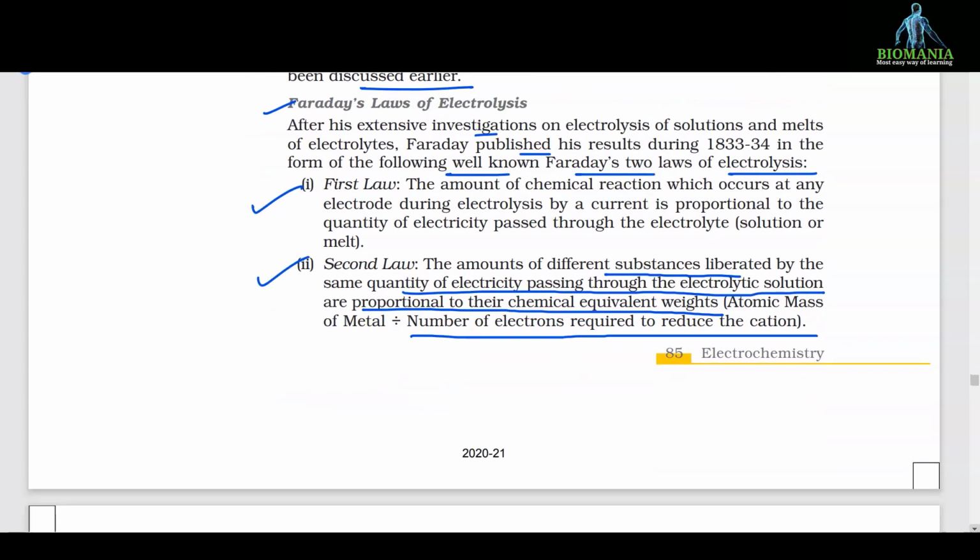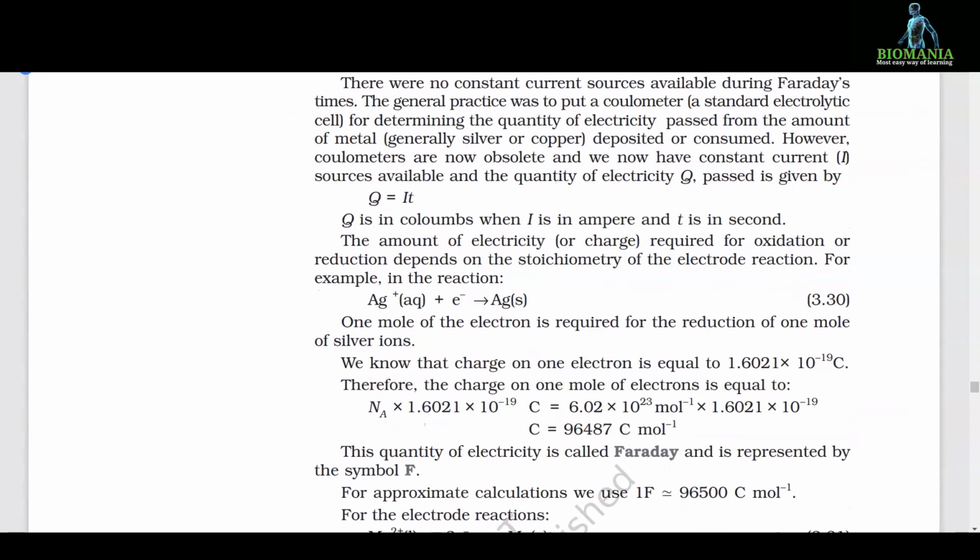There were no constant current sources available during Faraday's time. The general practice was to put a coulometer, a standard electrolytic cell, for determining the quantity of electricity passed from the amount of metal, generally silver or copper, deposited or consumed. However, coulometers are now obsolete and we now have constant current sources available, and the quantity of electricity, Q, passed is given by Q equals I t, where I is the current. Q is in coulombs when I is in amperes and t is in seconds.